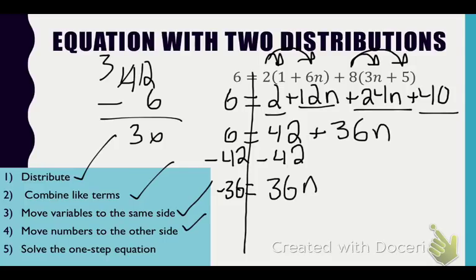And then solve the one-step equation. If you notice, all of these, you're dividing. Your last step is always dividing. So divide by 36, divide by 36, negative 36 divided by positive 36, negative 1 equals n.